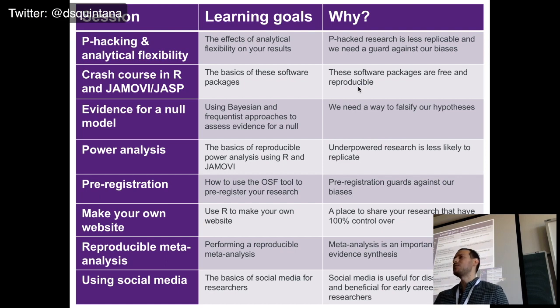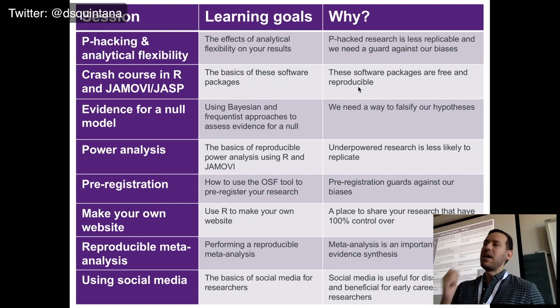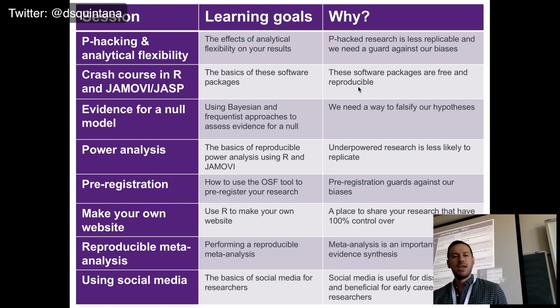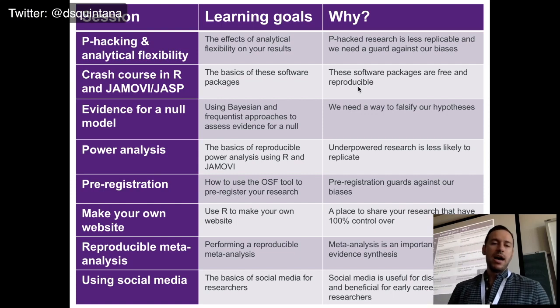Then we're going to be looking at evidence for a null model. There's not much point in doing hypothesis-driven research if you can't falsify hypotheses. So we're going to be using Bayesian and frequentist approaches to look at evidence for a null model. I'm going to be doing power analysis. This is always an interesting one. And how to do this using both R and Jamovi.